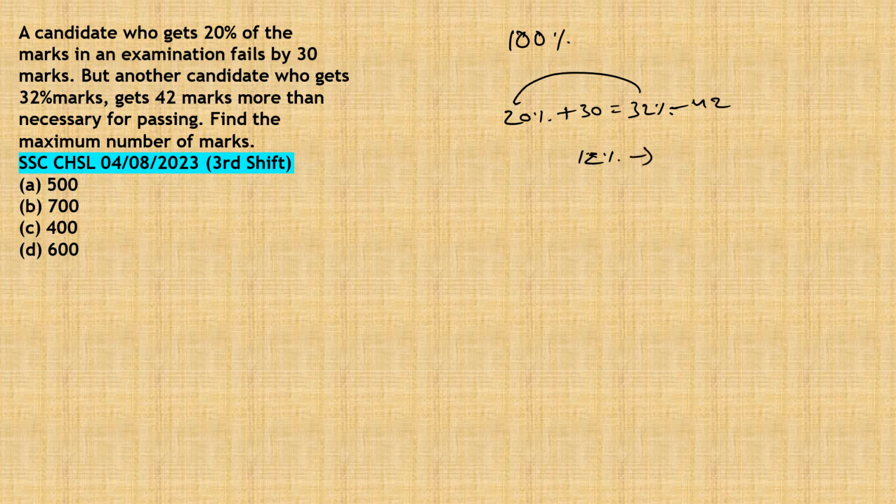And 30 plus 42, I'll write here, 30 plus 42 denotes 72. 12 sixes are 72, so 1% denotes 6, and 100% denotes 600. That is option number D.